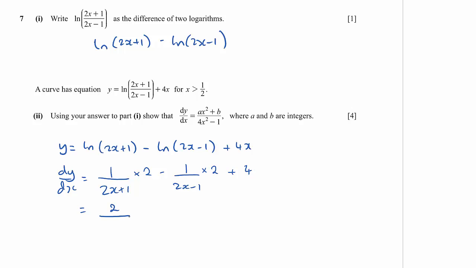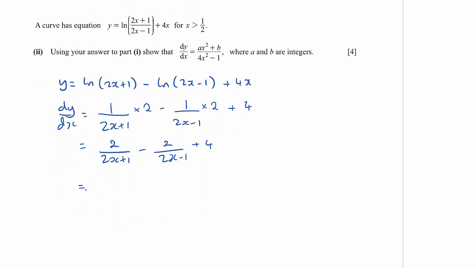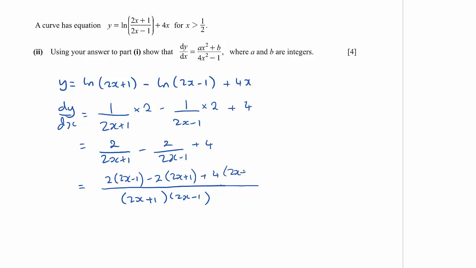So tidying that, we've got 2/(2x + 1), take away 2/(2x - 1), plus 4. And let's get all of that over a common denominator. And that common denominator would be (2x + 1)(2x - 1). And so this 2 needs to be multiplied by 2x - 1. This 2 needs to be multiplied by 2x + 1. And the 4 needs to be multiplied by both things. Like so.